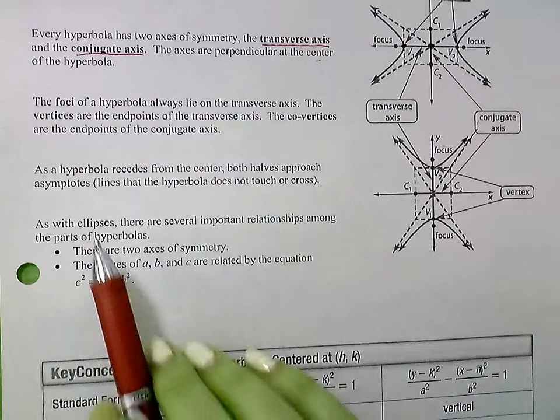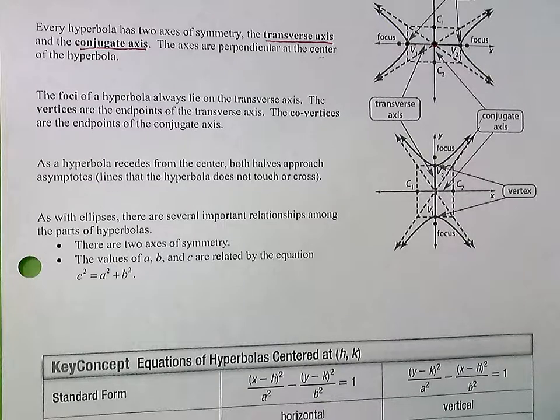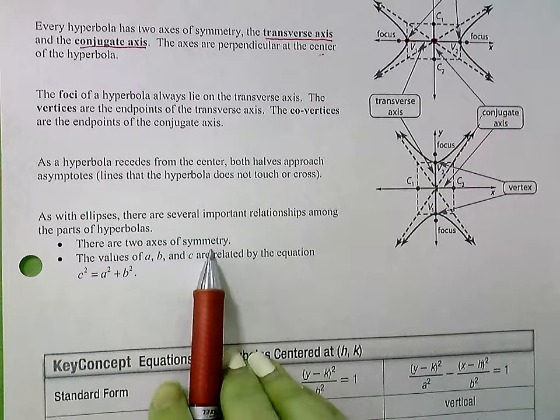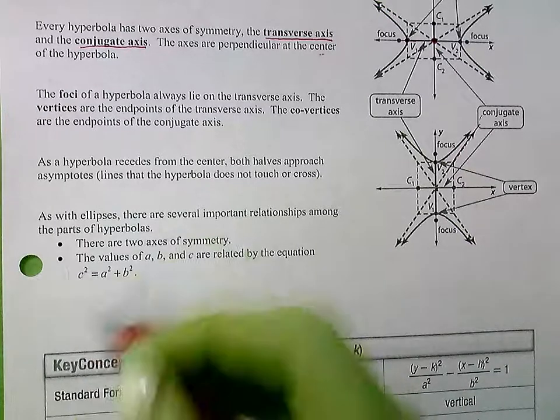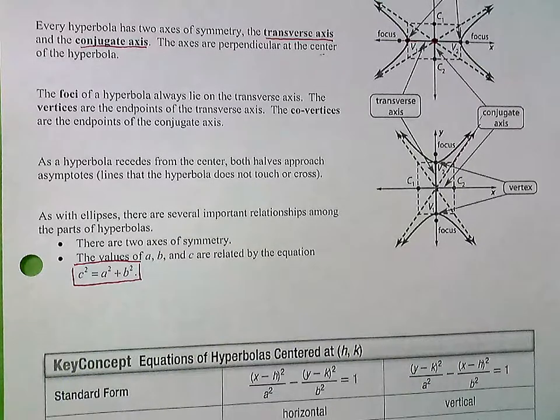Just like with ellipses, we do have some relationships in hyperbolas. So you have two axes of symmetry, and just like we had an equation to find C, again we have that equation here, except now it's a squared plus b squared instead of a squared minus b squared. So with an ellipse you're subtracting, with a hyperbola you are adding.